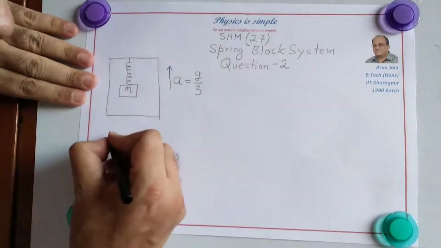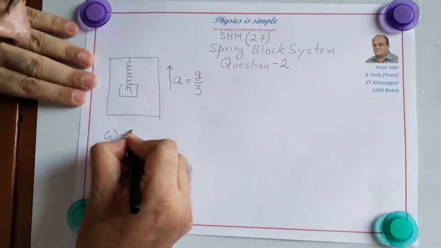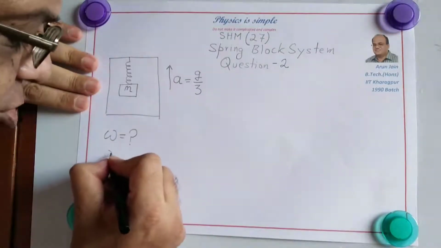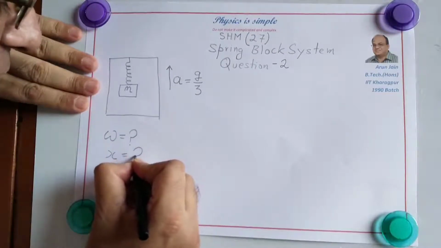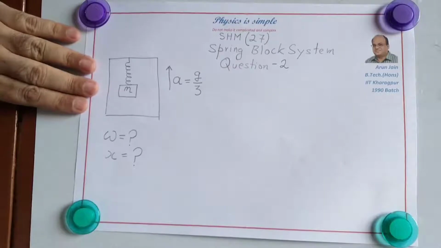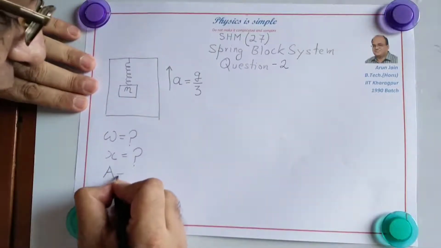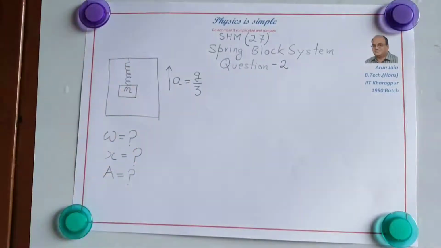We have to find the angular frequency of oscillation of the block when the acceleration of the lift has stopped. We have to find the extension of the spring when the lift is accelerating upwards. And we have to find the amplitude of oscillation of the block after the acceleration of the lift has stopped. So now the block is oscillating. So what is the amplitude of oscillation?